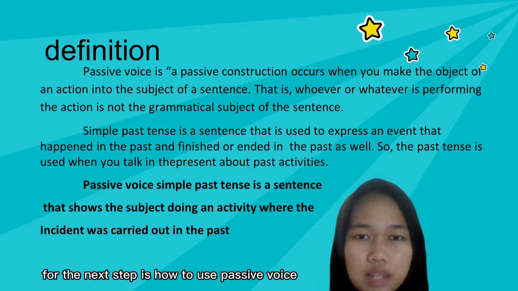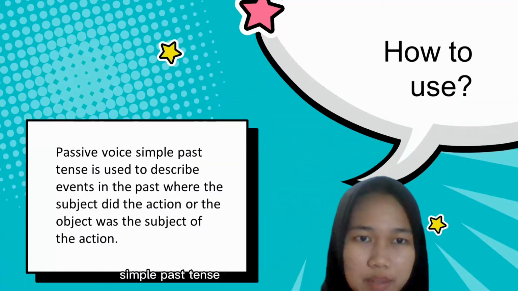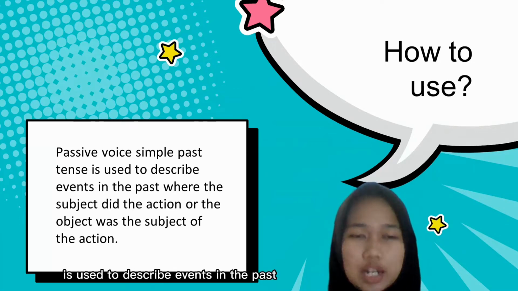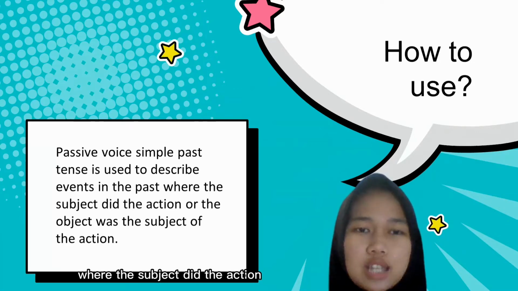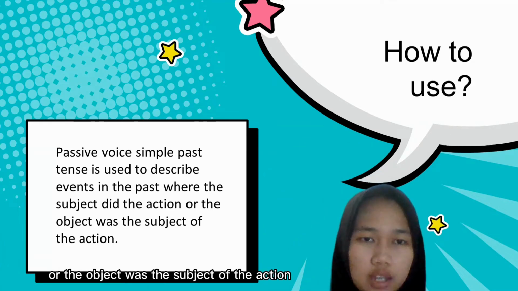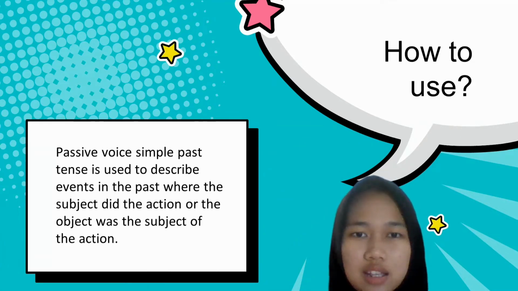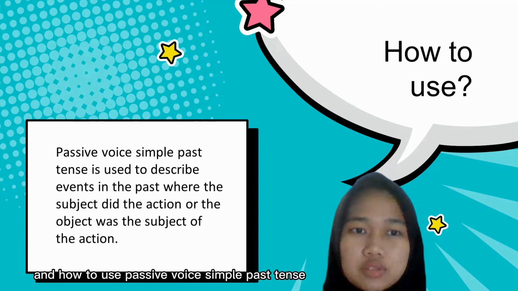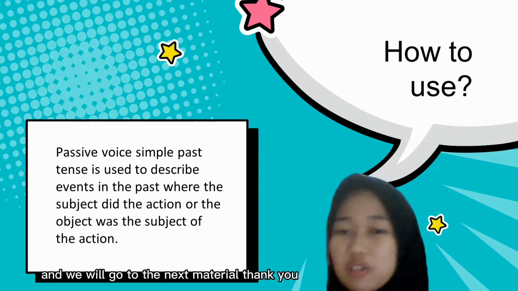Okay, for the next step is how to use passive voice simple past tense. Passive voice simple past tense is used to describe events in the past where the subject did the action or the object was the subject of the action. Okay, so this is my explanation about the definition and how to use passive voice simple past tense, and we will go to the next material.